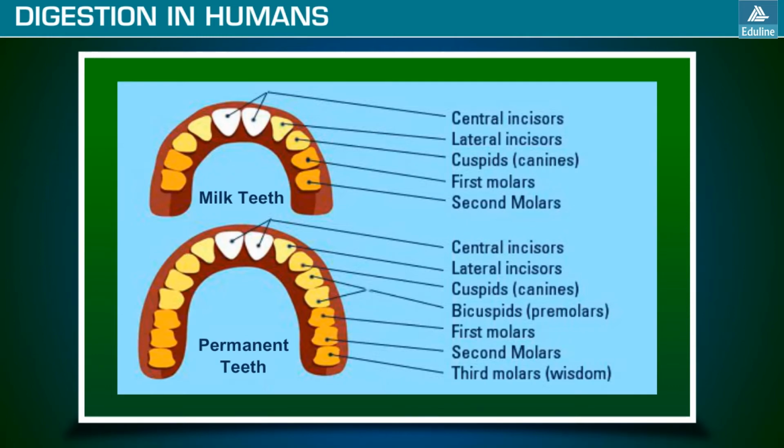Milk teeth and permanent teeth. Humans get 2 sets of teeth in their lifetime. The first set erupts when we are babies. It is known as milk teeth. Milk teeth last until we are about 8 years old. Milk teeth are replaced by the second set of teeth, which are known as permanent teeth. An adult human has 32 teeth in all, 16 in each jaw.